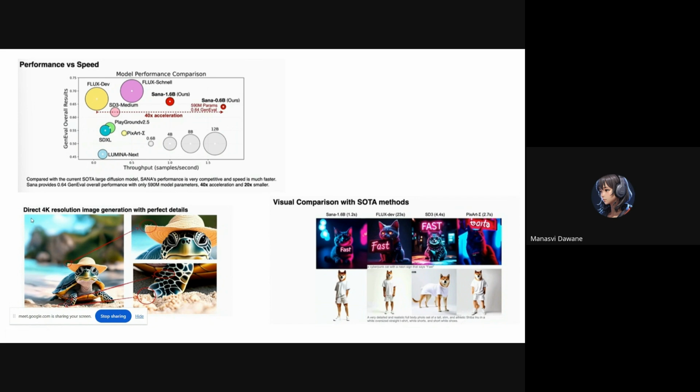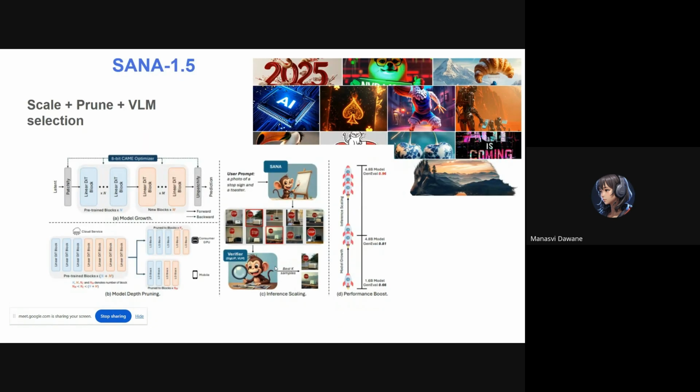So this is the direct 4K resolution image generated with perfect detail. And these are some visual comparisons with other models. So even if the model is small, it's generating very good images. And the best part is you can run it locally. So that was all about Sana.